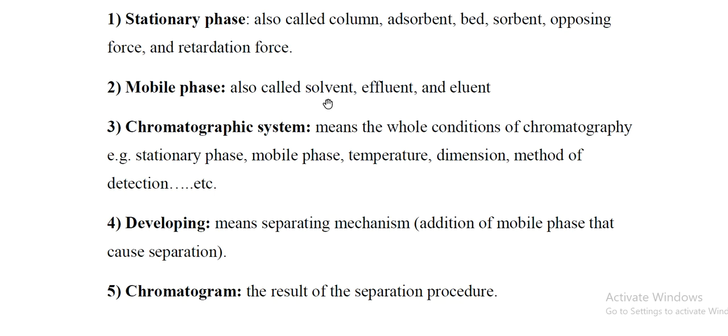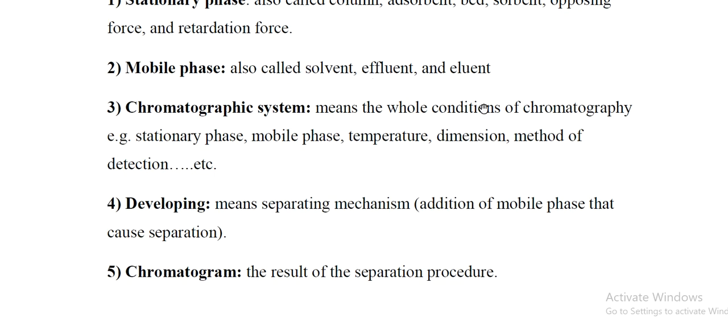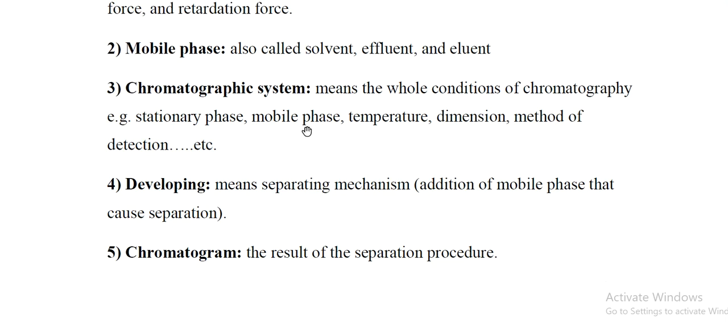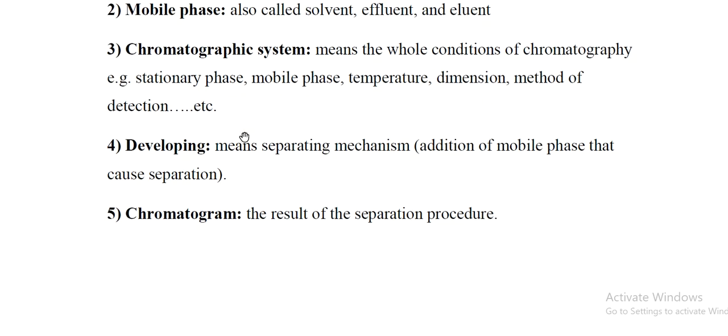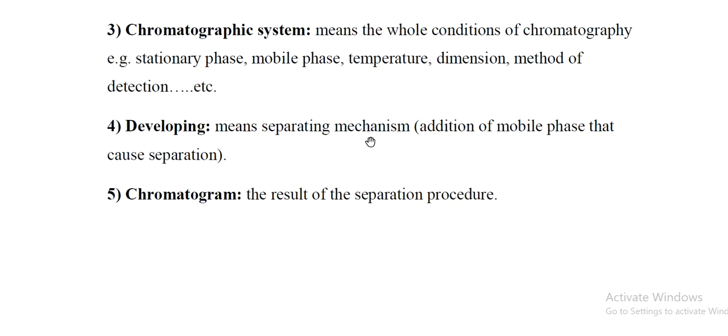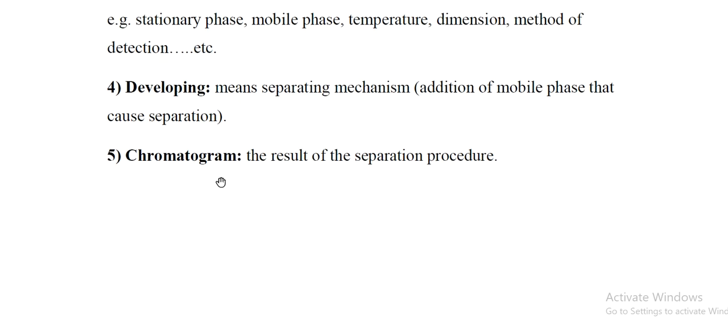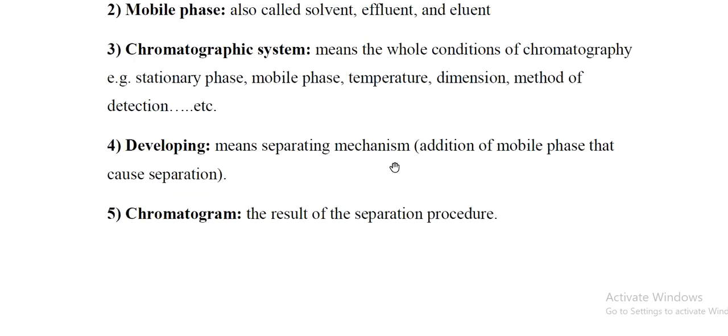الموبايل فيس also called solvent, effluent, and element. Chromatographic systems means the whole condition of chromatography. Example: stationary, mobile, temperature, dimension, method of detection. Developing means separating mechanism, اللي هي addition of mobile phase that causes separation. Chromatogram the result of the separation procedure.